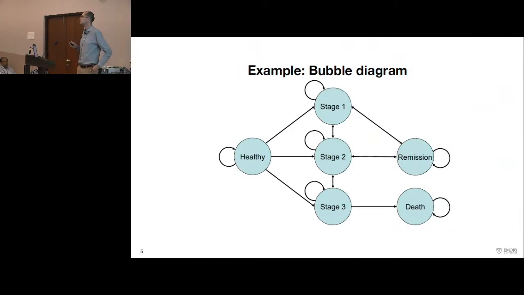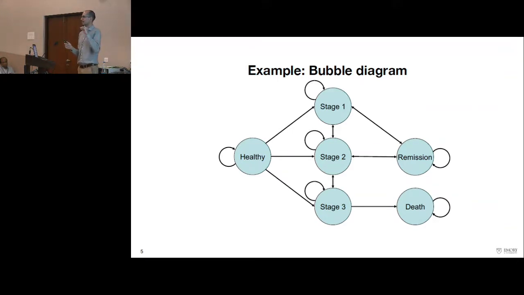Can they directly go to stage 2 and stage 3 without going to stage 1? In this example, yes. Maybe in reality they can't, but in this example, they can. That could be the first point of diagnosis. Yes, you can be on stage 3 straight away. So if patients could not go directly to stage 2 or stage 3, there would be just the arrow to stage 1, and we would delete these two arrows. But in this example, we assume that patients actually can go from healthy directly to stage 2 or 3. And so this bubble diagram visualizes the conceptual model of the disease.